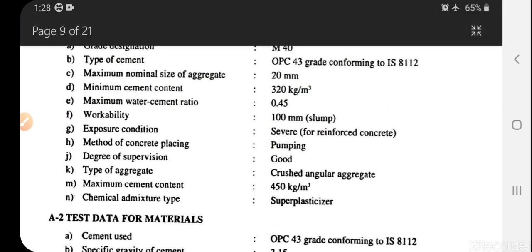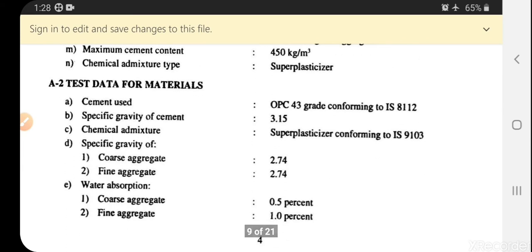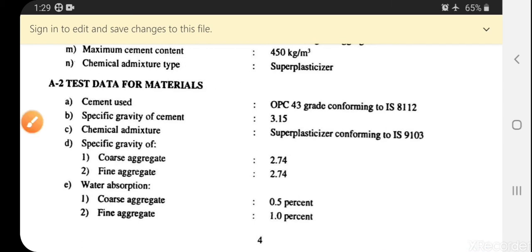Here they have given only the type of the cement, the type of the aggregates, the sizes of the aggregates, the pumping conditions, the minimum cement content. Here these are the test results, nothing but test data for the materials which have to be used for the mix design. Here we have taken an M40 grade concrete, right?